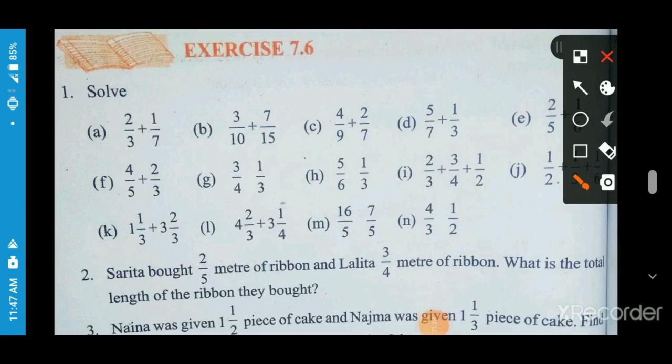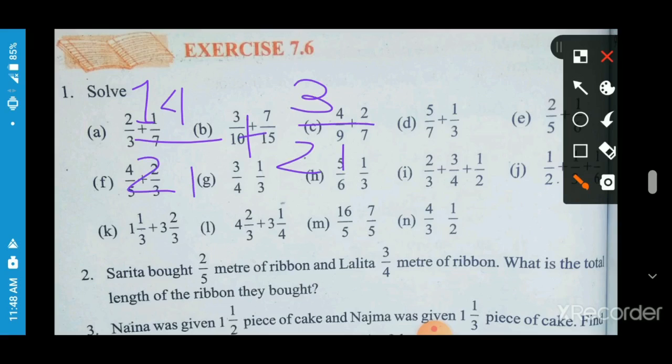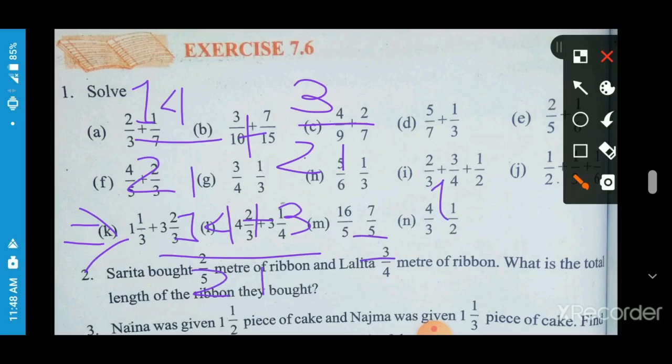Now according to the question, the sum of these two fractions is required, so we are going to add the new values, that is 14 upon 21 plus 3 upon 21. This is equal to 14 plus 3 upon 21. So it is 17 upon 21. This is the solution for part A. This is our answer.